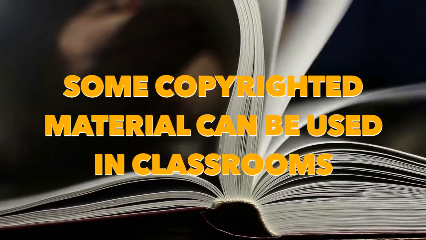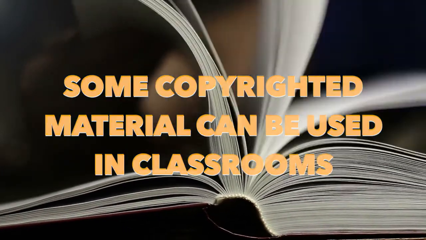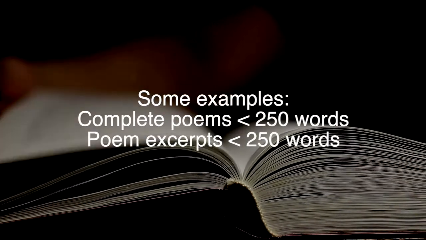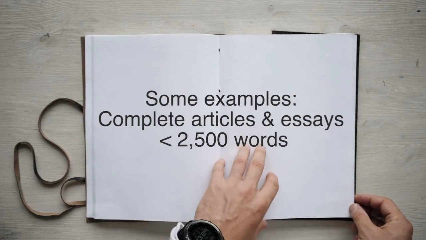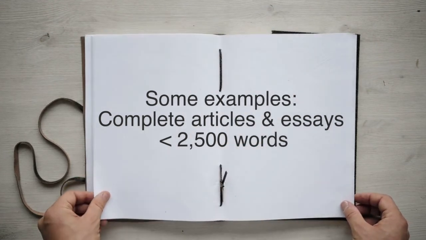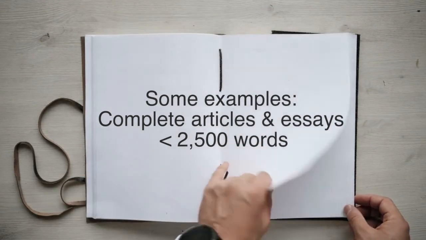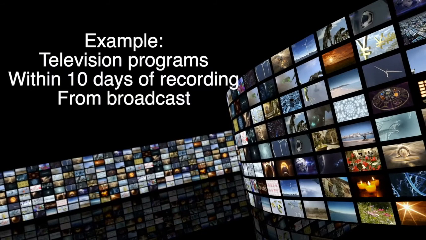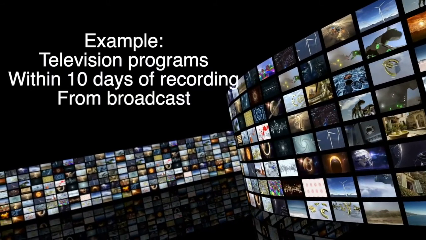For example, a complete poem if it's less than 250 words, or an excerpt of not more than 250 words from a longer poem. Another example is a complete article, story, or essay if it's less than 2,500 words. There's more to explore with regard to fair use. Another example is recording and showing television programs.